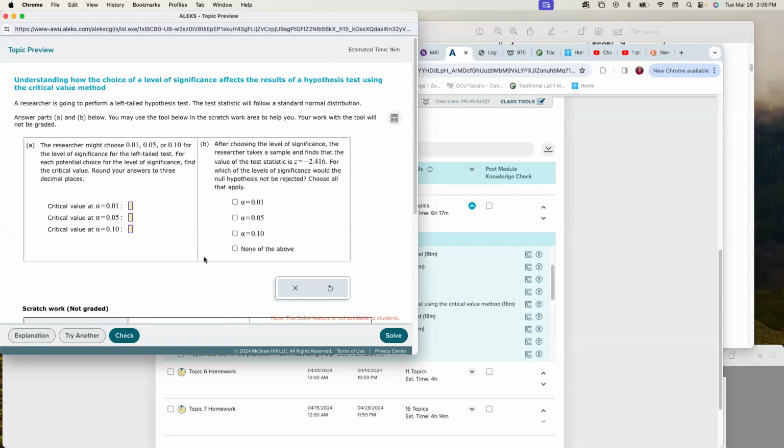But anyway, let's get started here. So research is going to perform a left-tailed hypothesis test. That would mean the alternative is that the parameter is less than whatever that number is for the null. And remember, you talk about these being objective tests, meaning we either reject or not reject based on the number, but really there is some degree of subjectivity because these significance levels can vary.